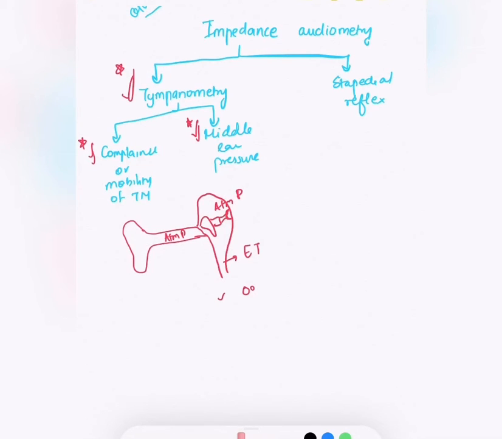Fine, so any problem in the middle ear will manifest as what? The middle ear pressure. Suppose the eustachian tube gets blocked here, then ventilation will not occur. Okay, so here all the air which is present in the middle ear will get absorbed. Fine, so the middle ear pressure will become negative. So whenever you measure the middle ear pressure by tympanometry, you can actually get an idea about the function of the eustachian tube. I hope I'm making these things clear. Okay, fine. So let's move on.